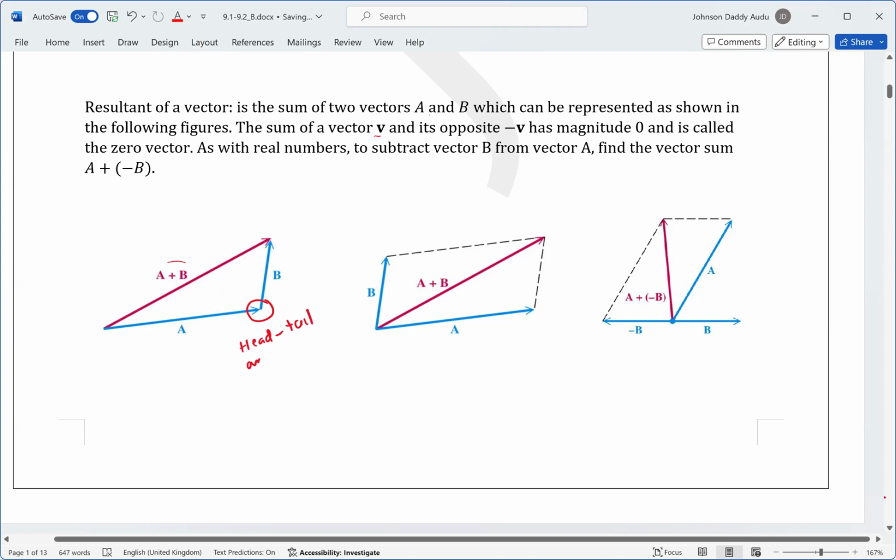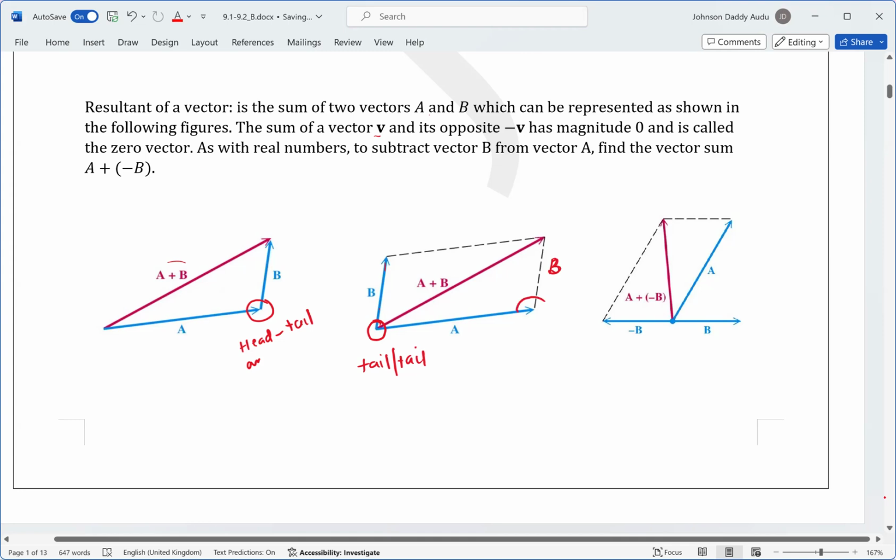Now, if you look at vector B and vector A, right? Now, if you look at A and B, what happened? You have a tail-to-tail arrangement. So it means that you need to do some rearrangement here. So this vector B here is the same thing as this. So this is also vector B, right?